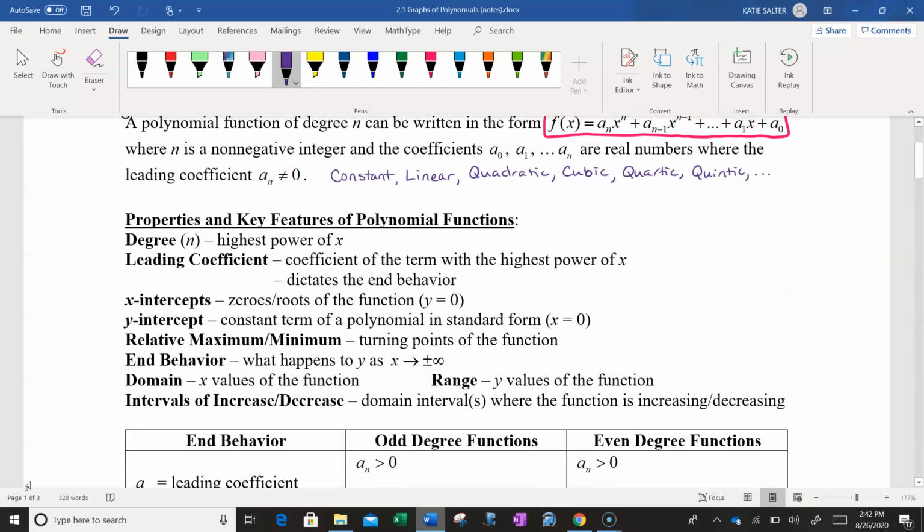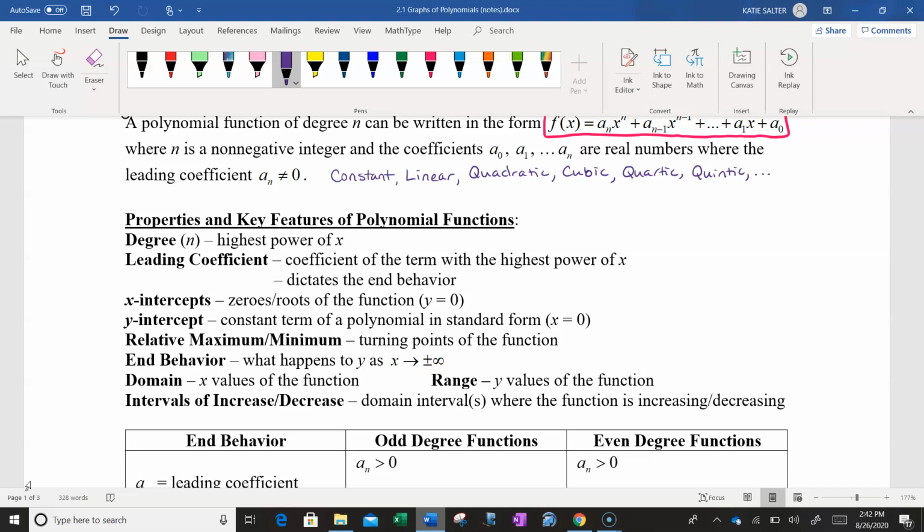All right, some of the properties and key features of polynomial functions. The degree n is the highest power we see on x, and that's really important because the degree tells us what type of polynomial function it is. It also tells us a lot about the behavior of the function. The leading coefficient is the coefficient of the term with the highest power of x. It also dictates the end behavior of the function, which we're going to go over in a minute.